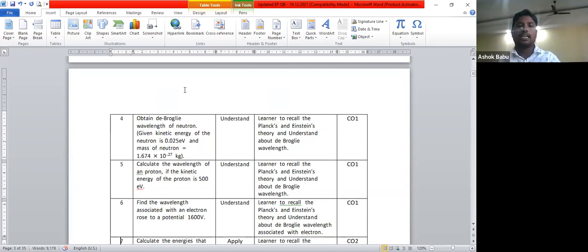Don't substitute 0.025 directly. After converting into joules, all of you try to substitute in the formula. How are we going to convert? Anybody? Any one of you? How are we converting electron volts to joules?